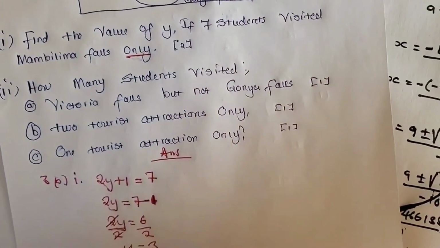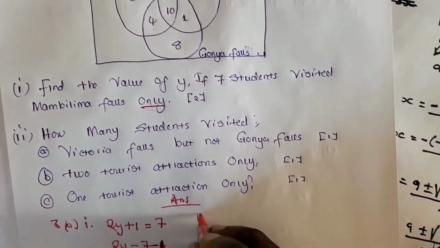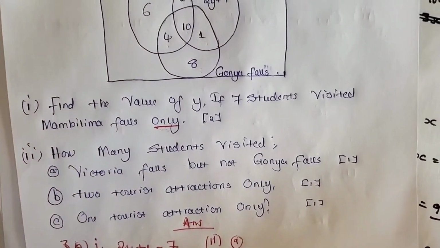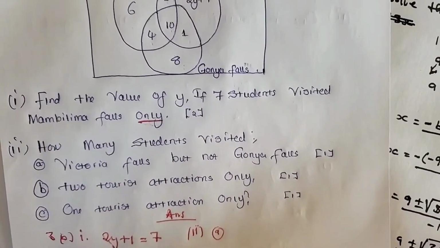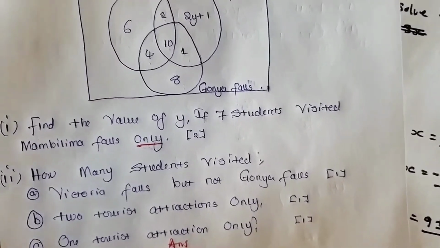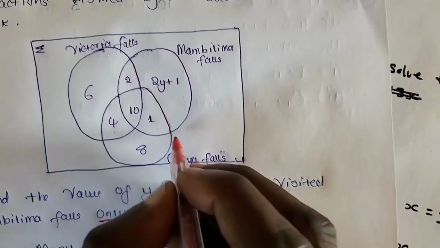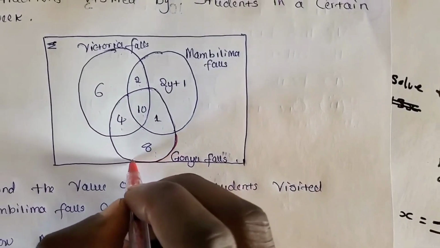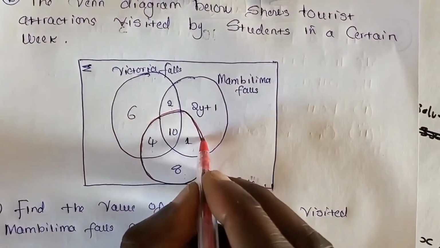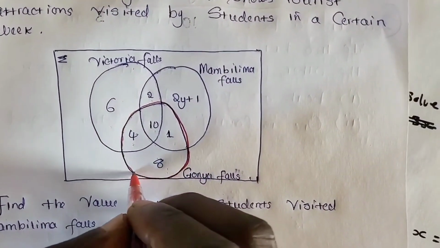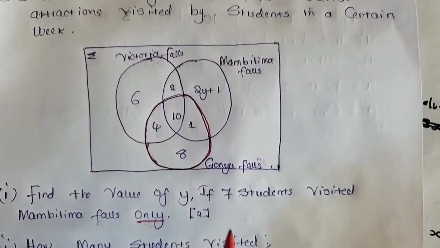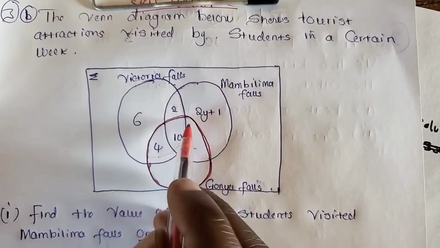Let's go to the next question, which is 2a. They're asking how many students visited Victoria Falls but not Gonia Falls. It's like a complement, Gonia complement. So excluding Gonia Falls, how many visited Victoria Falls, not Victoria Falls only? How many are here but not here?